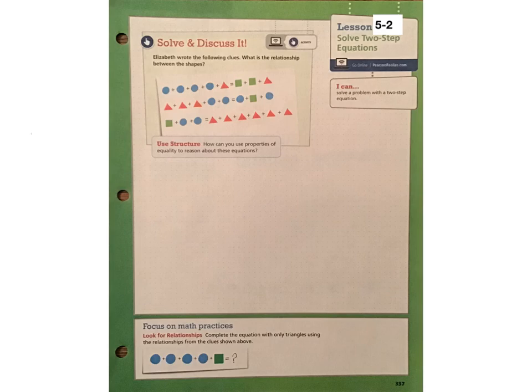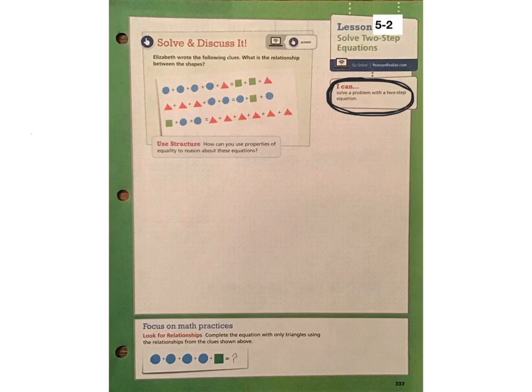Lesson 6-2, Solving Two-Step Equations. So in this lesson, what you're going to learn how to do is solve an equation that involves more than one step. In order to get you warmed up for this, let's take a look at the solve and discuss it. Elizabeth wrote the following clues. What is the relationship between the shapes?